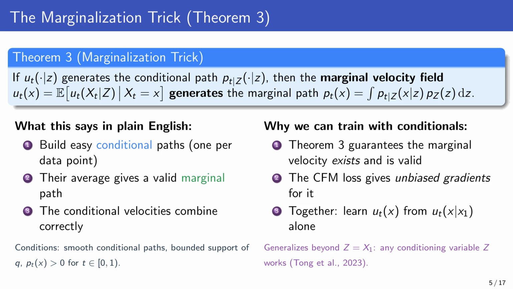An important generalization noted by Tong and colleagues is that the conditioning variable does not have to be x1. You can condition on any variable z: the source x0, the pair of source and target, or something else entirely. The theorem holds in full generality.